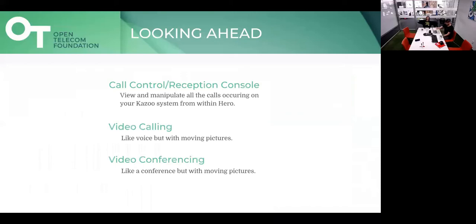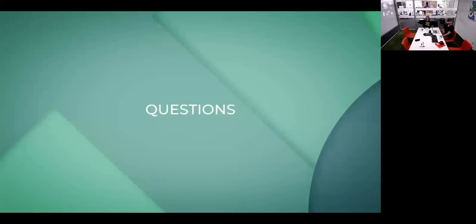In the further future, so those are the things we're working on right now, we're looking at adding a reception console and call control features to Hero. And that would be on the desktop version of Hero, which we also intend to work towards. We'd like to add video calling and video conferencing. We had previously tried to add video conferencing with Jitsi. However, that requires WebRTC. So it was a no-go for iOS. And that's all.